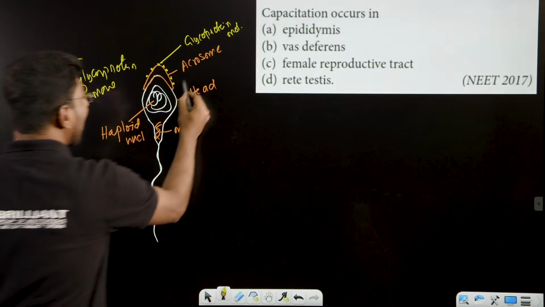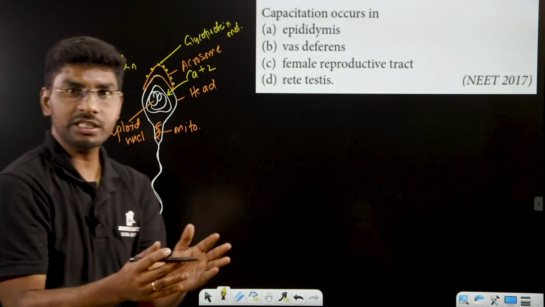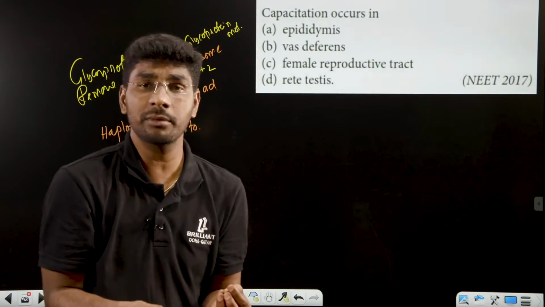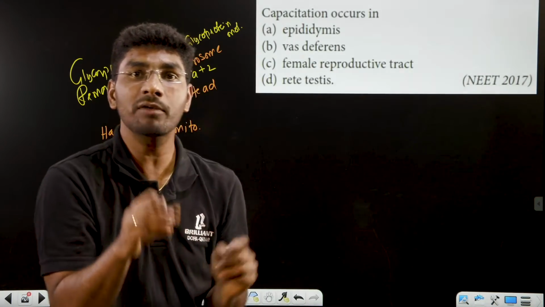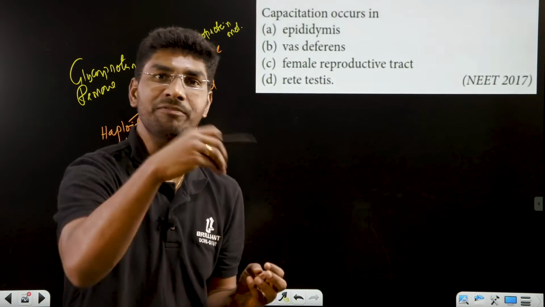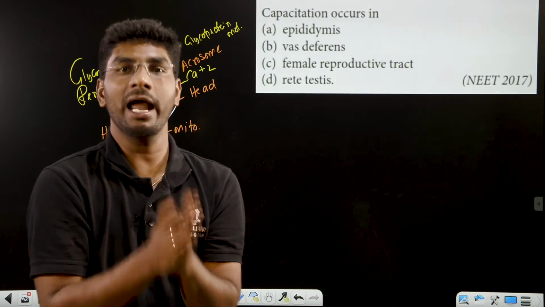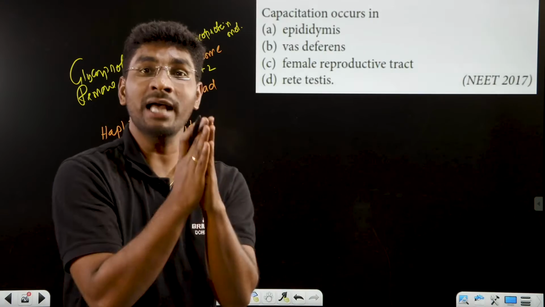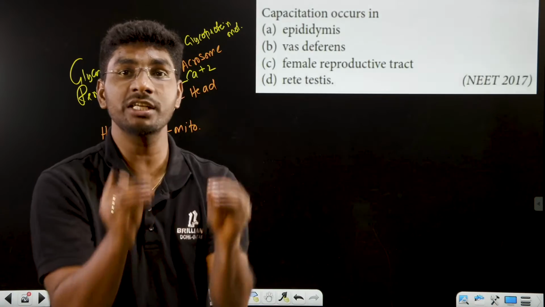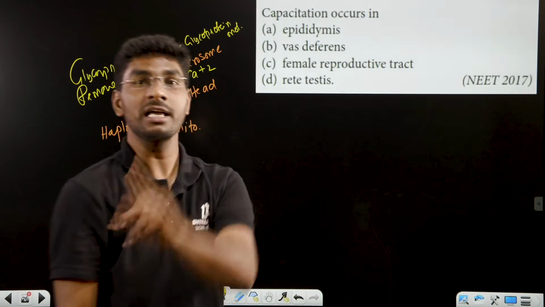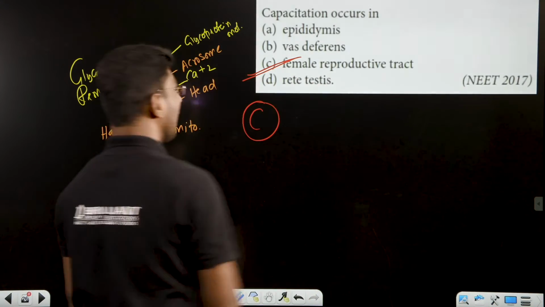When these glycoproteins are removed, what happened? Calcium ions from semen influx into the sperm. The semen contains calcium ions also, right? We have seen the seminal vesicles secrete the seminal plasma in which calcium ions are one of the parts. So these calcium ions enter into the sperm and the sperm actively swim towards the egg. That means calcium ions help in the activation of sperm. So this complete functional change in the sperm is called capacitation. So this capacitation process takes place in where? Female reproductive tract. So our answer is C.